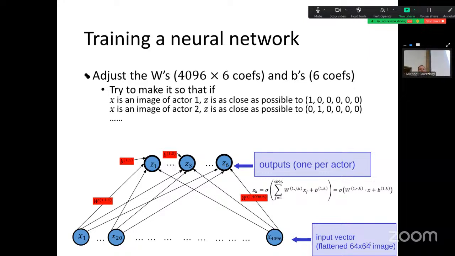Training is basically just adjusting the W's and the B's, finding the best W and B, such that the formula that this neural network represents computes the output that you want. And the output that you want is Z1 is high if X is person 1, and Z2 is high if X is person 2, and so on. Make sense? And the remarkable thing is that it works.